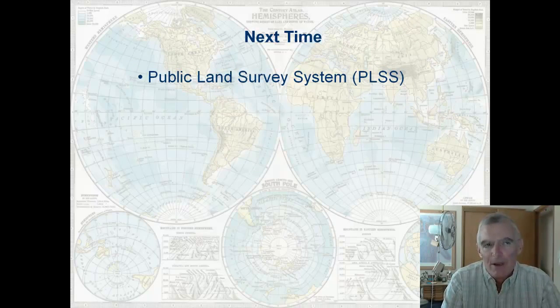So next time I'm going to talk about the public land survey system. That doesn't involve a projection, but it involves a way of specifying land that's used throughout the United States, especially public lands. So you need to know how that works.